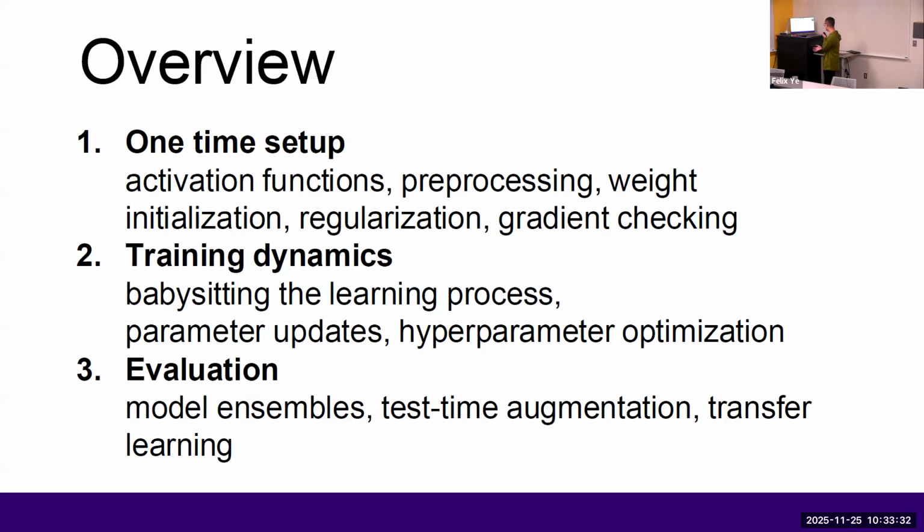Then there will be the training dynamics. That means you have to babysit the whole learning process. You have to monitor the parameter updates. You have to do hyperparameter optimization. There are a lot of things that you can do, because in neural networks there are so many parameters that you have to be very, very careful here. At the end, you want to do model ensembles, test-time augmentation, and transfer learning. Some of this I don't have time to talk about this semester. Much of the material will be postponed into 593.